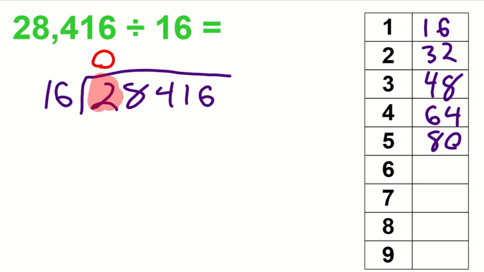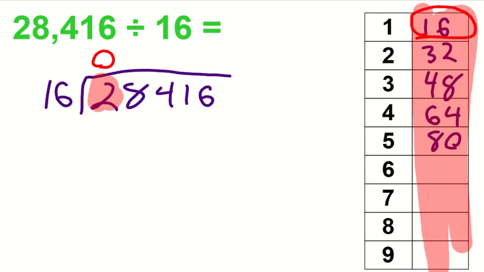16 going into 28. So what we're looking for, if we look at our multiples over here, is the highest number less than 28. The highest number less than 28 is that 16, right? Well, that's 1, so we put a 1. 1 times 16 is 16, and we're subtracting. So when I subtract, I get 12. We bring down a 4.